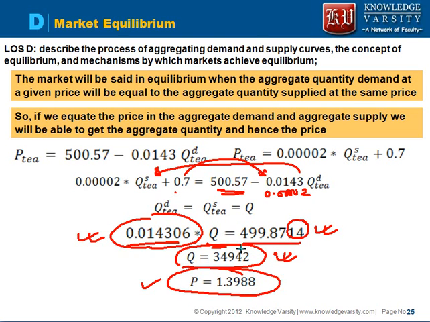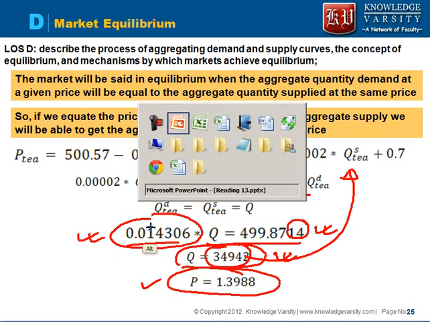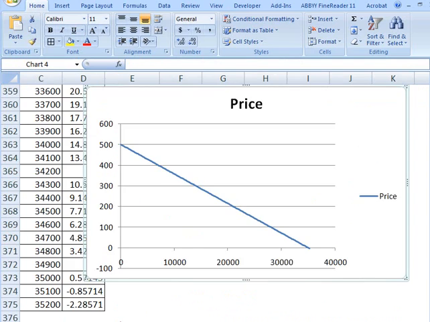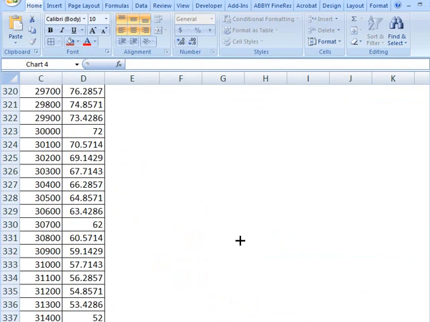So how do we get the price? Whatever the quantity you have got over here, you put over here and you will be able to get the price. Let us see what we have done in Excel. In fact we have done the entire thing in Excel.